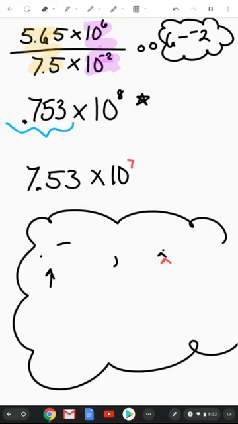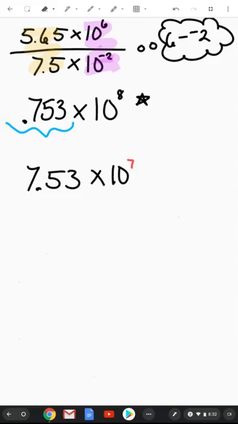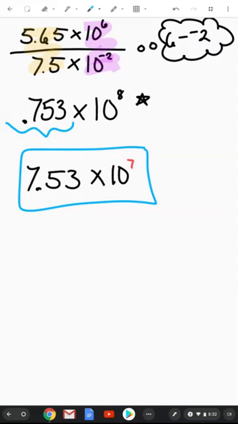But for now, that is how we divide two numbers that are in scientific notation. This number right here would be your final answer for that problem.